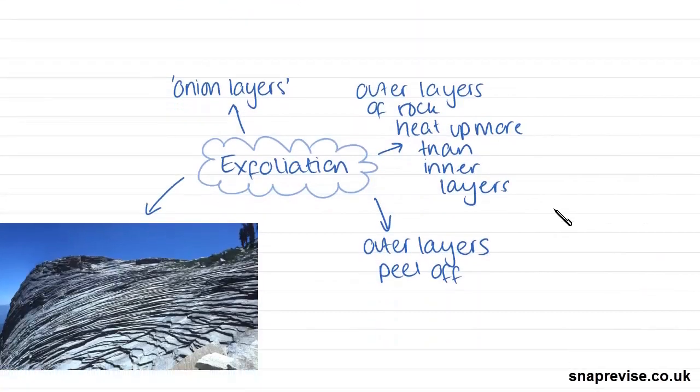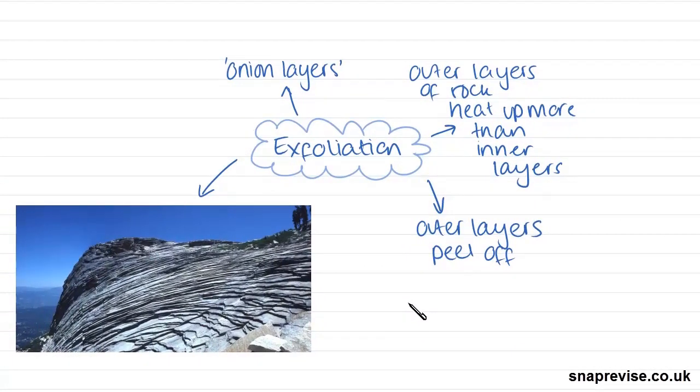The next type we have is called exfoliation, and this is also to do with rapid heating and cooling because of the diurnal temperature range. And we can think of exfoliation as like rocks having layers of onion, and we can see this in this photograph here. We've got all these little layers of the rock, and this happens because the outer layer of the rock is going to heat up more than the inner layers of the rock during the day, because obviously the rock at the surface, the sun is shining directly onto it, whereas lower down in the rock it's going to be a bit cooler.